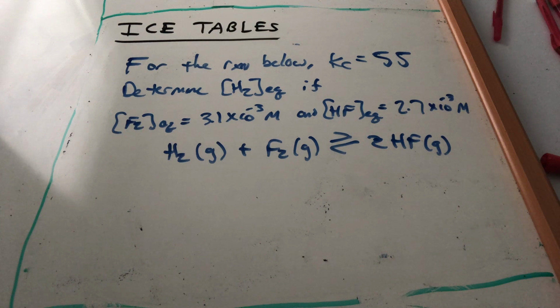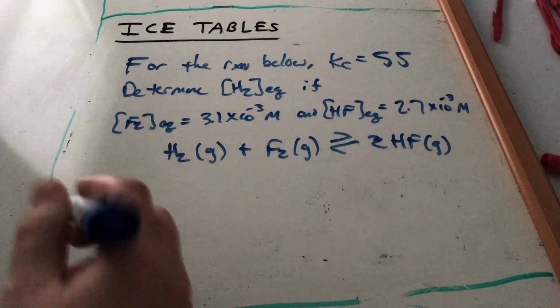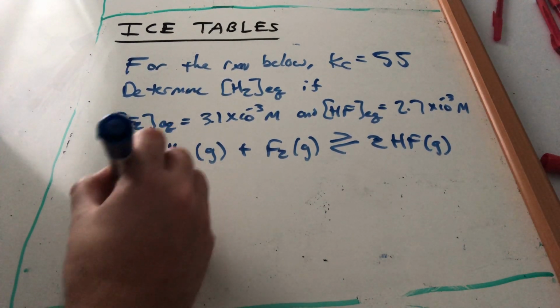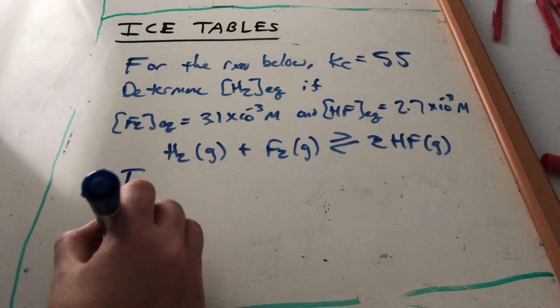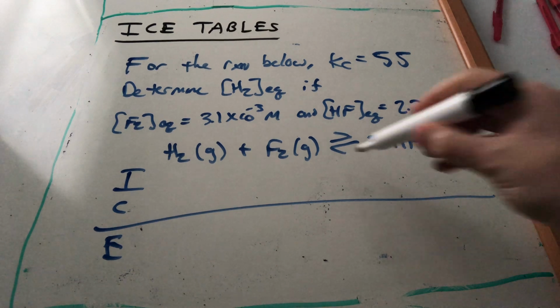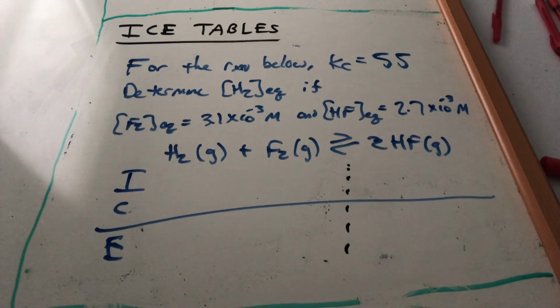So again, it's about staying organized. It's just about making sure you understand the information that's given and where it goes in an ICE table. So right next to this, I'm going to write ICE. We remember that we have that whole series of steps, the bag of tricks that we might need, but we're going to organize our thoughts with an ICE table.